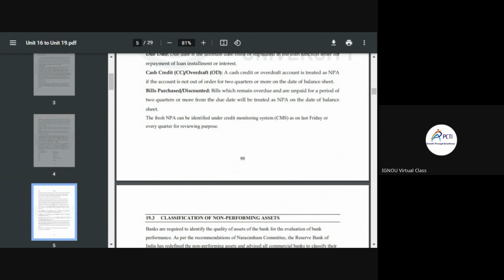Then we have cash credit and overdraft. A cash credit or overdraft account is treated as NPA if the account is out of order for 2 quarters or more on the date of the balance sheet. Then we have bills purchased or discounted. A bill which remains overdue and unpaid for a period of 2 quarters or more from the due date will be treated as NPA on the date of the balance sheet.